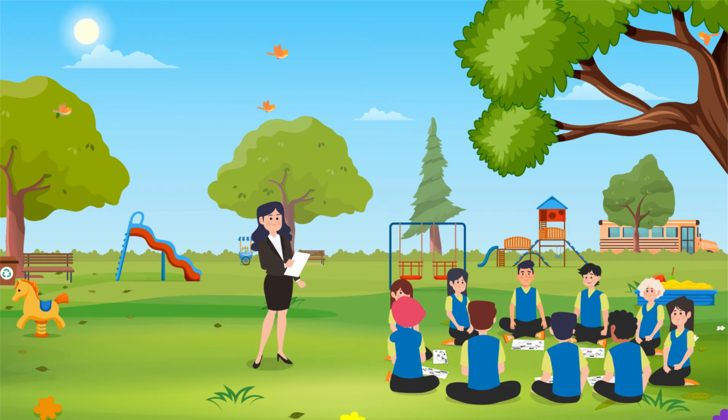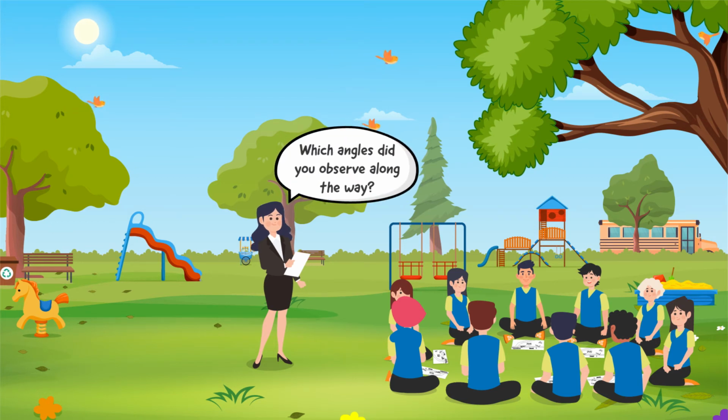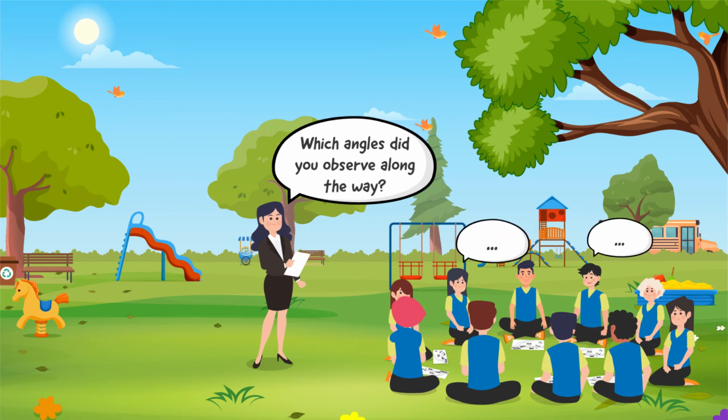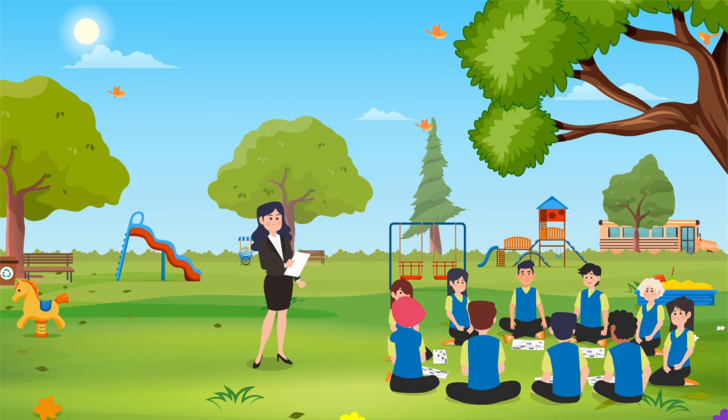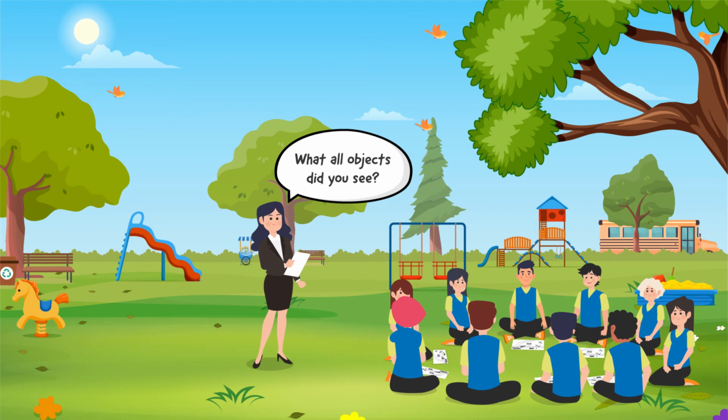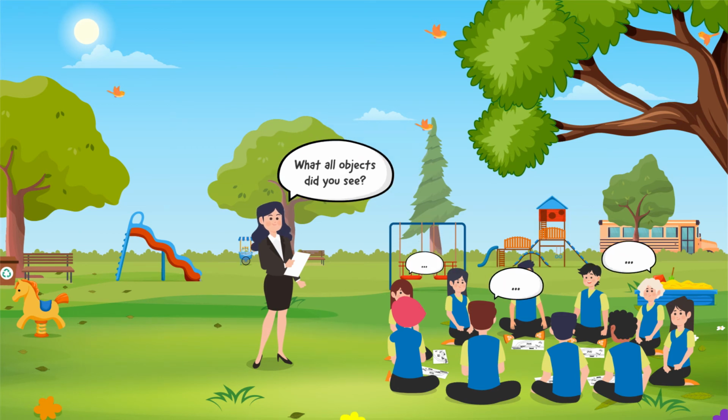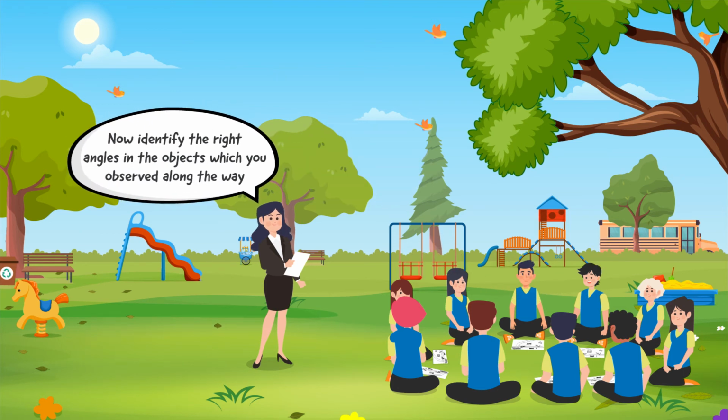Once the students are done making the map, we will start with the enquiries based on the activity. To begin with, ask the students, which angles did you observe along the way? Accept all possible responses. Follow this up by asking, what all objects did you see? Let the students respond. Finally, ask them to identify the right angles in the objects which they observed along the way. Accept all possible responses.